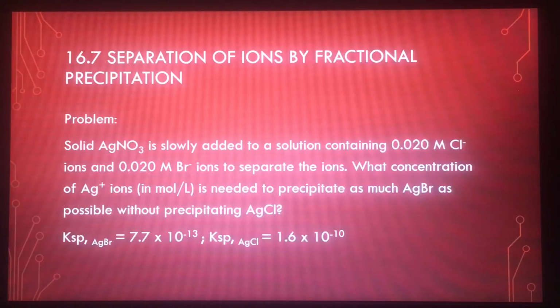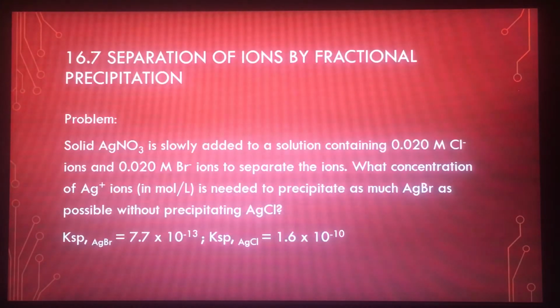So let's have a problem regarding this. Solid silver nitrate is slowly added to a solution containing chloride ions and bromide ions to separate these ions, and they are given the initial concentrations of the chloride and bromide ions. What concentration of silver ions is needed to precipitate as much silver bromide as possible without precipitating silver chloride? The Ksps are given for silver bromide and silver chloride.